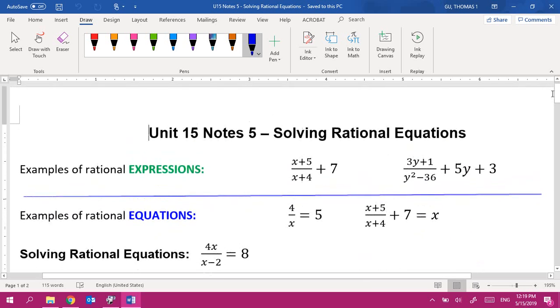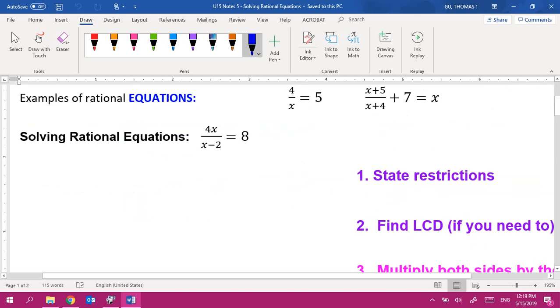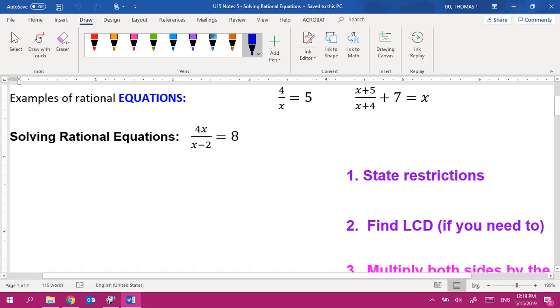So we're solving the rational equations. There's an equal sign. So we're solving. We are trying to find out what x equals. We're trying to solve for x, okay? But with something like this. All right, so these examples will guide us through the steps. Let's take a look at step number 1.